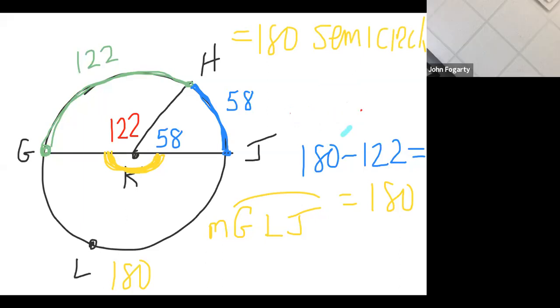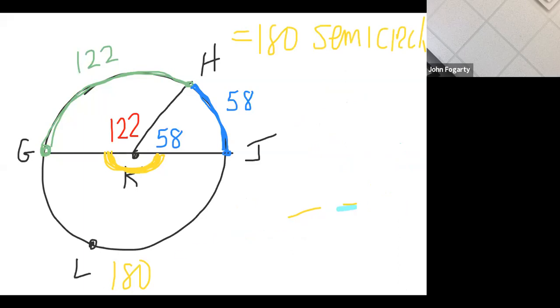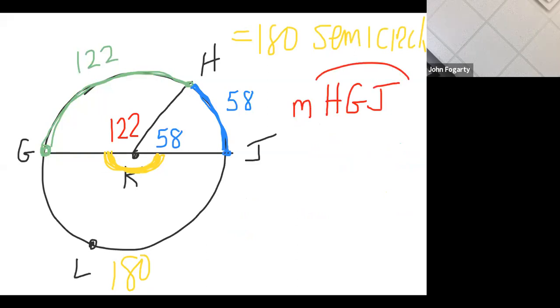$64,000 question. Ready? See who can put this stuff together. If I said to you, what is the measure of arc HGJ? Go. What's the measure of arc HGJ? Start at H and go to J, but you got to go through G. What's the measure of that arc?